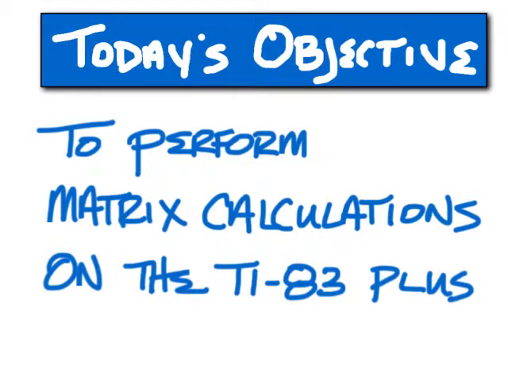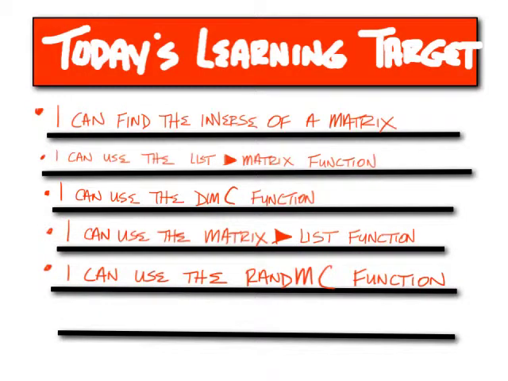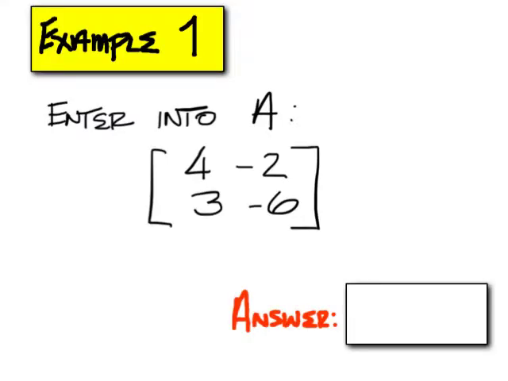Today's objective: to perform matrix calculations on the TI-83 Plus. And the specific learning targets are: I can find the inverse of a matrix, I can use the list to matrix function, I can use the dim function, I can use the matrix to list function, and I can use the random matrix function. Example number 1. Simply enter that into matrix A, starting now.